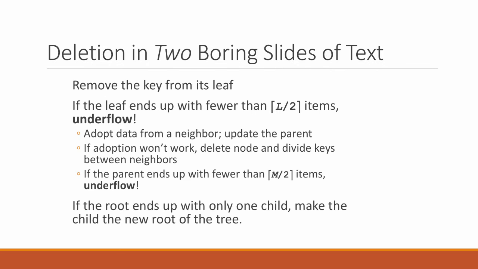Alright, so I can describe what that is in text here again. The way that this works is you remove the key from the leaf. If it gets too small, you need to adopt. If adopt doesn't work, you need to delete that node and divide the keys among the neighbors. If your parent ends up too small, it underflows as well. If the root ends up with only one child, make that child the new root of the tree, and so forth. Okay, multiple choice question time.